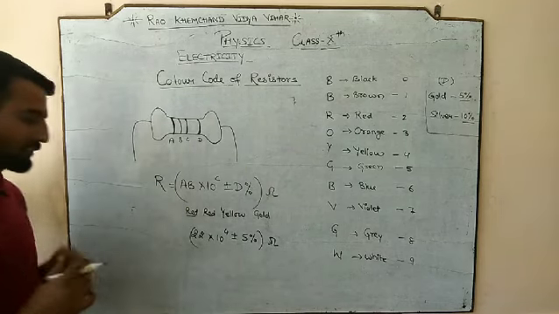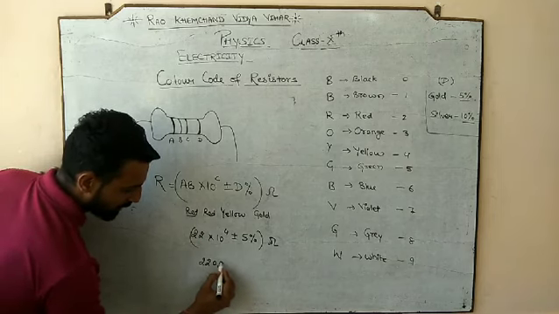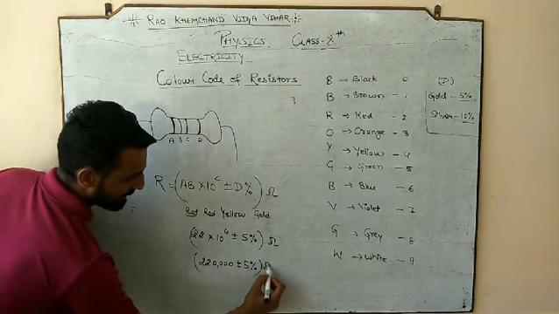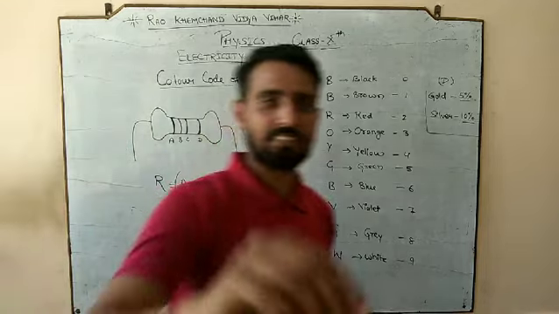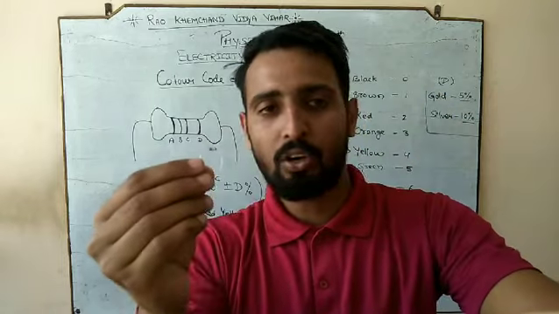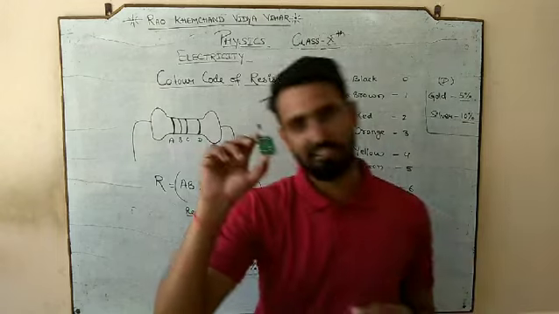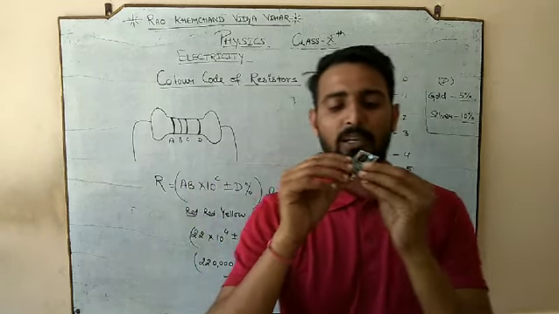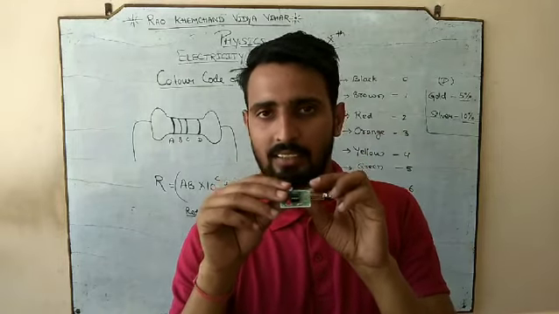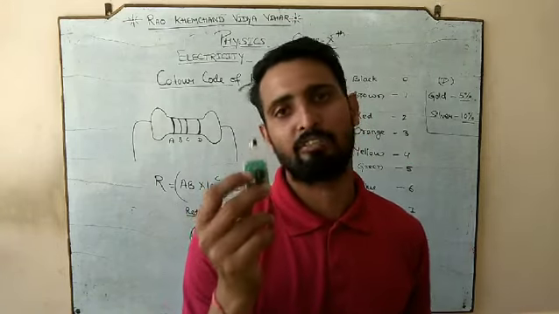So what is the resistance of this device? 22 into 10 to the power 4, plus minus 5%. And this is the resistance of the device, the resistance of the resistor that I used in front of you. So at your home, there will be some electronic plate available. On that electronic plate, look for such color stripe devices, and these devices are resistors. You can easily find out how they look and how they are performing.